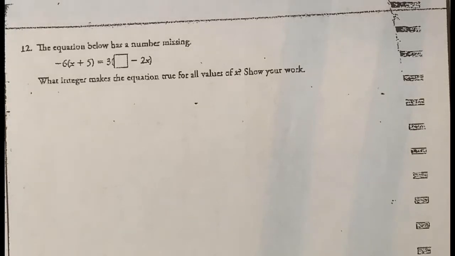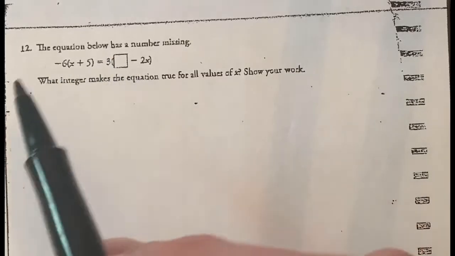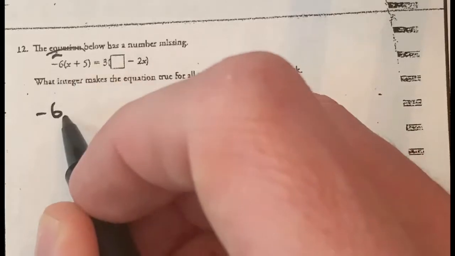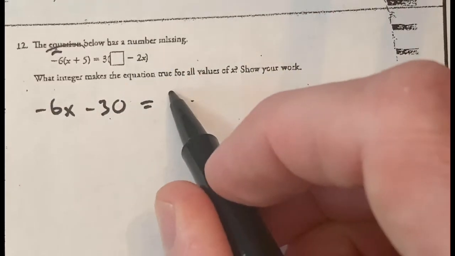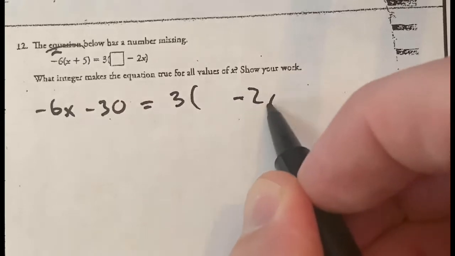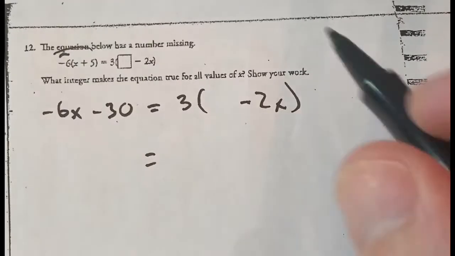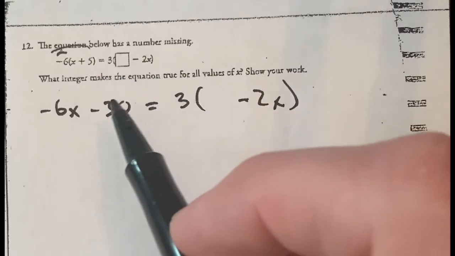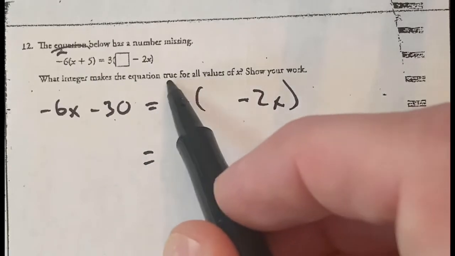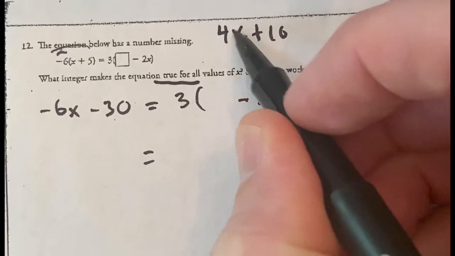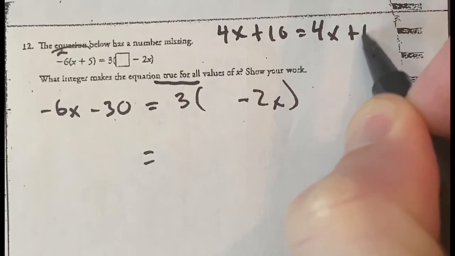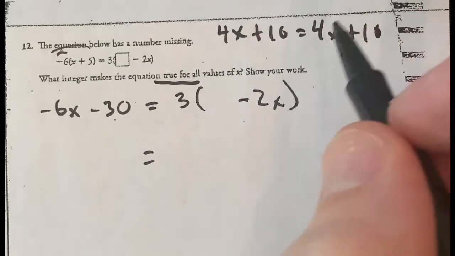Show your work. Okay, so what you want to do with this one is make both sides look the same, right? And so let's go ahead and distribute this. So I get negative 6 times x, which is negative 6x. Negative 6 times 5, that's negative 30. And on this side, I have 3 times something minus 2x. Now, in order to get true for all values, we want something like 4x + 10 = 4x + 10. And so we need to create the same thing on both sides.